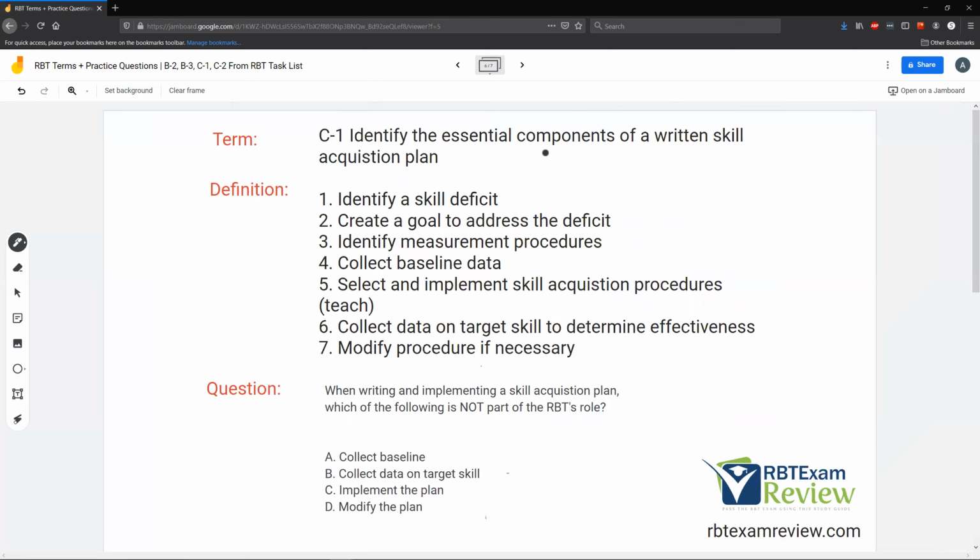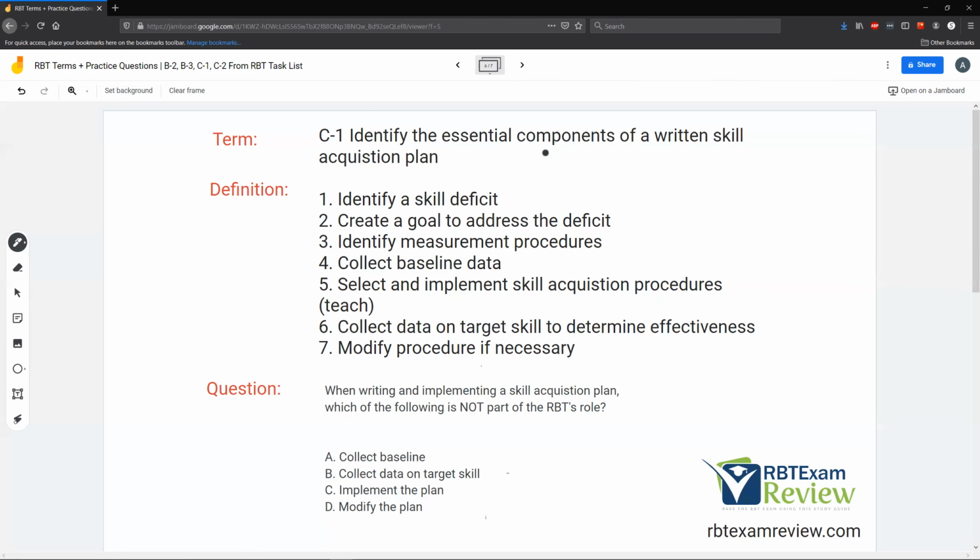All right, C1, identify the essential components of a written skill acquisition plan. So a skill acquisition plan is your programs, your treatment plan, whatever you want to call it. It's what we're teaching. What do we need to work on? What socially valid things do we need to teach the client? And when we're working on this, there's a clear way to do it. There are clear steps to getting a skill acquisition plan. For this one, you just need to be familiar with the steps. That's all there is to this particular task.